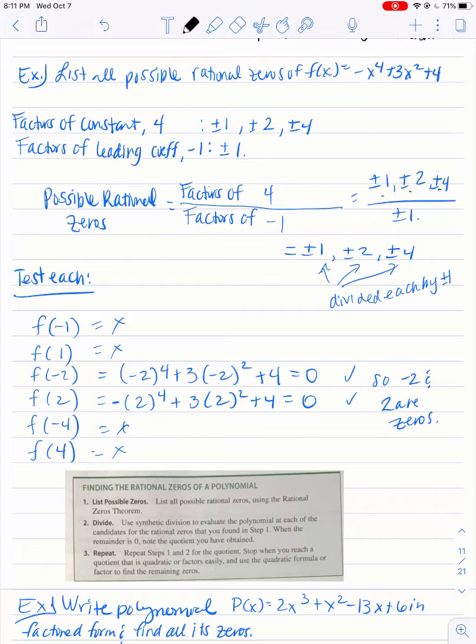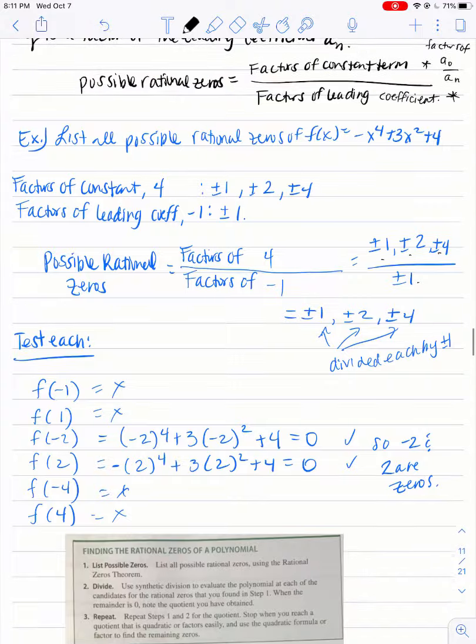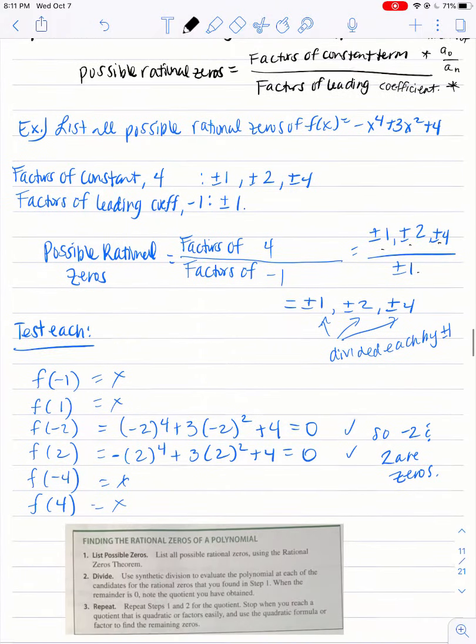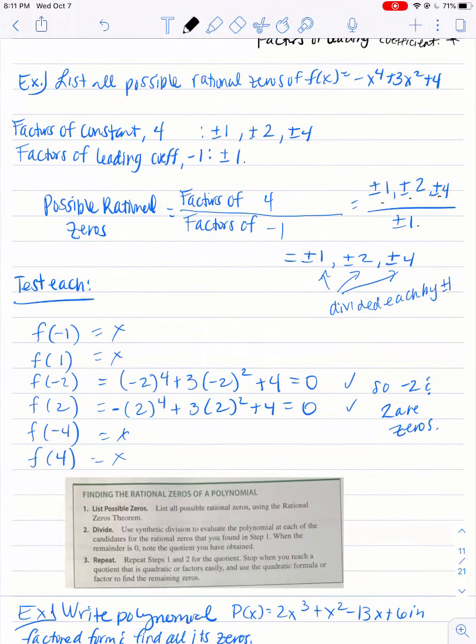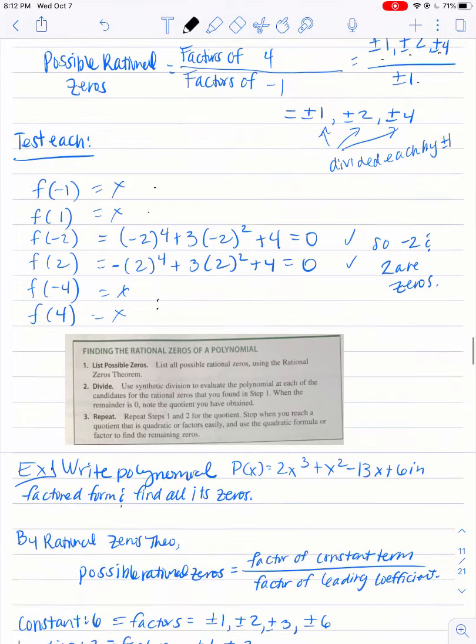We can test each value in f to see which ones equal 0, which means it would be a zero of our polynomial. f of negative 2 is 0, and when we plug in 2 for f of 2, we get 0. These other ones don't work out; you could try them if you'd like. So we know negative 2 and 2 are zeros.